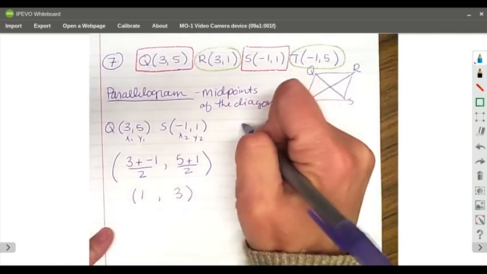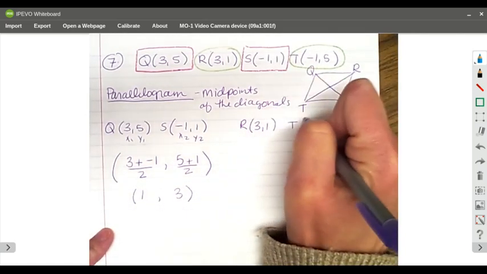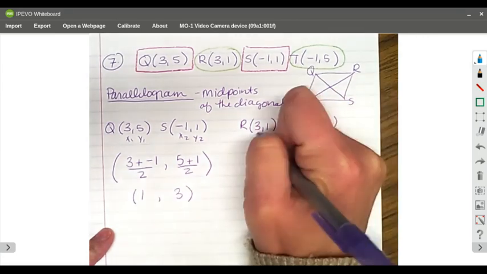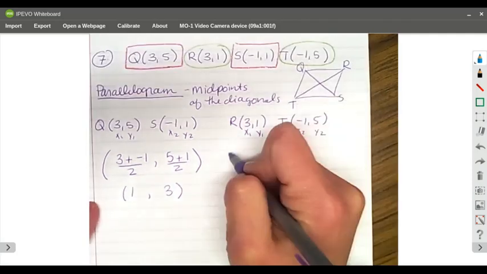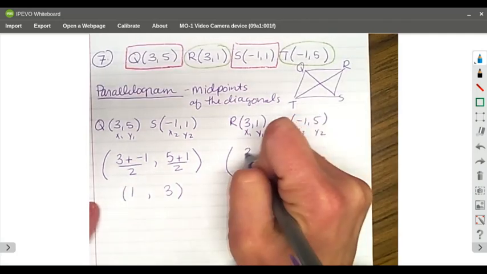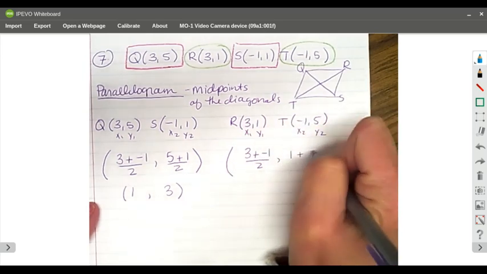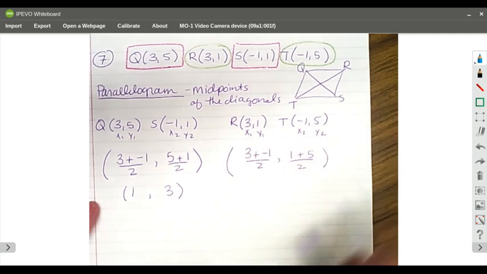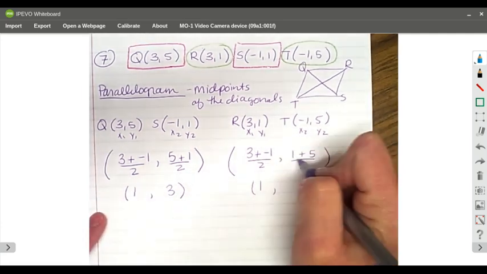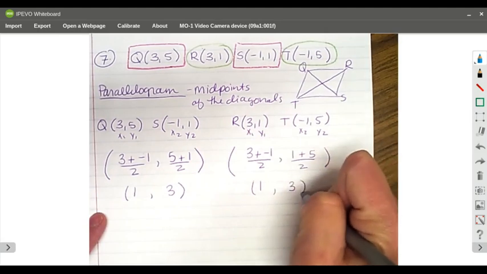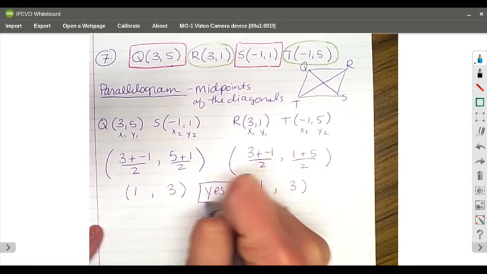So now I'm going to take R and T and plug it in and see if it's also 1 comma 3. So X1, Y1, X2, Y2, and again, I'm just going to plug it into the same formula. So X1 plus X2, 3 plus negative 1, Y1 plus Y2, 1 plus 5. 3 plus negative 1 is 2, 2 over 2 is 1. 1 plus 5 is 6, 6 over 2 is 3. So since these two are the same, yes, it is a parallelogram.